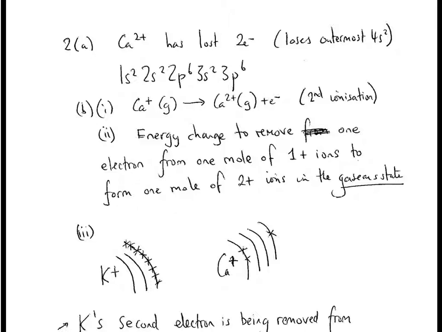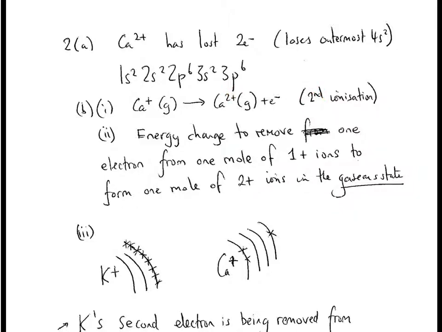Write an equation including state symbols to represent the process for which the energy change is the second ionization energy of calcium. Ca+ goes to Ca2+ plus an electron, showing your state symbols. This is the second ionization as the 2+ charge is created. The ordinal here gives the charge.